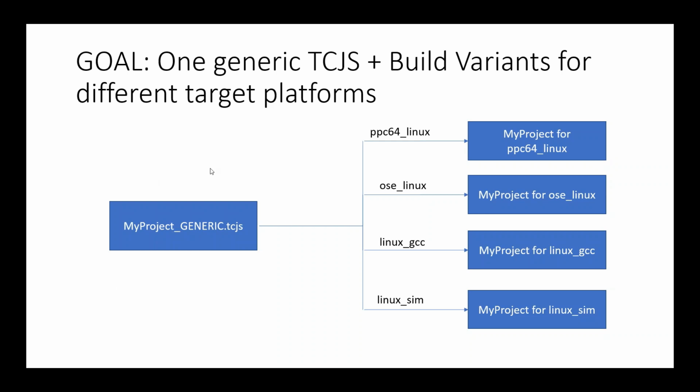So you have one generic TC transformation configuration, and different target platforms, they are specified in build variants. So this one holds common settings, which are common for all platforms and which are specific for the project, and you apply different platforms on top of this TCJS using build variants, and you get a configuration suitable for building for a concrete platform.